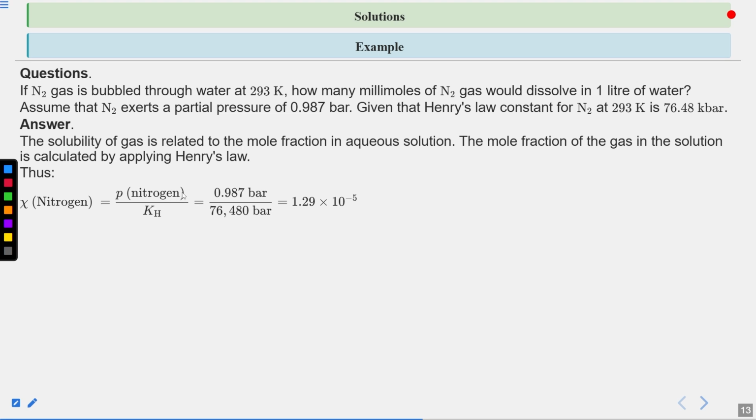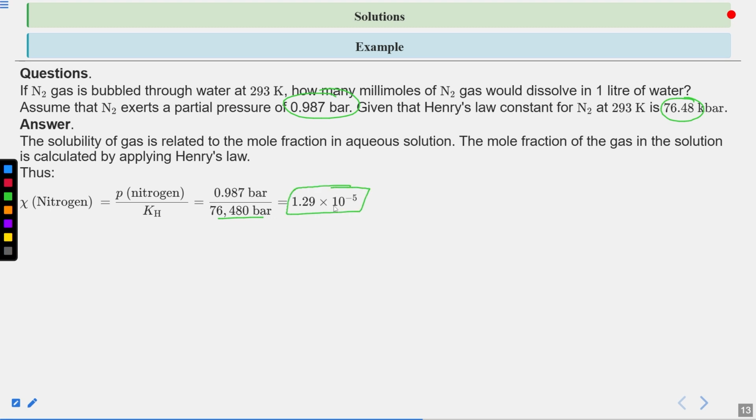Chi is equal to P by KH. So it is just a rearrangement of the equation. P is equal to KH chi. So pressure was given as 0.987 bar, and we have converted this 76.48 kilobar into bar by multiplying it by 1000. If you do this calculation, you will get your value as 1.29 into 10 to the power minus 5.